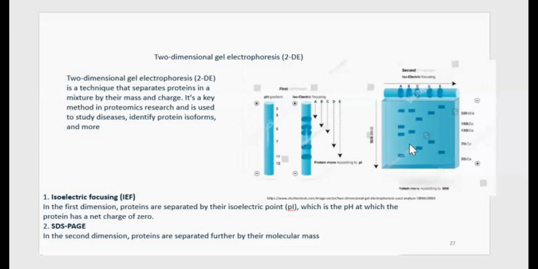So it is observed that the samples always move towards their isoelectric points. So you can load the gel and start the electric current. Movement will happen in the direction of the isoelectric point.